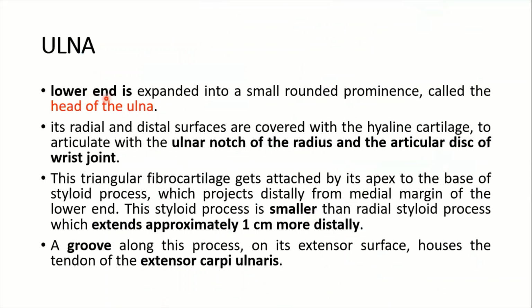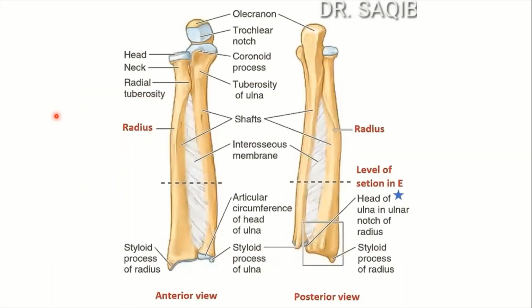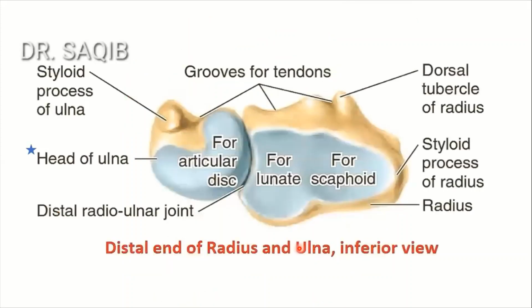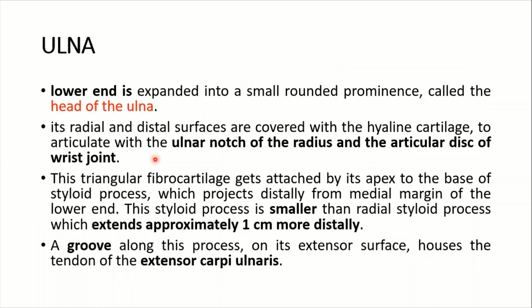So the lower end of the ulna is expanded into a small rounded prominence called the head of the ulna. It is interesting to note that the head of the ulna is lying distally, and the head of the radius is lying proximally. Here you identify the head of the ulna in the ulnar notch of the radius, and you see the ulna tapering down below, and this is the head of the ulna.